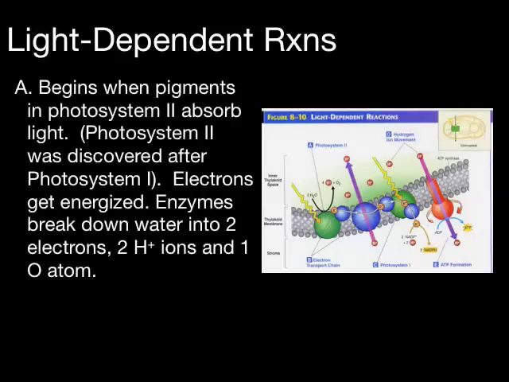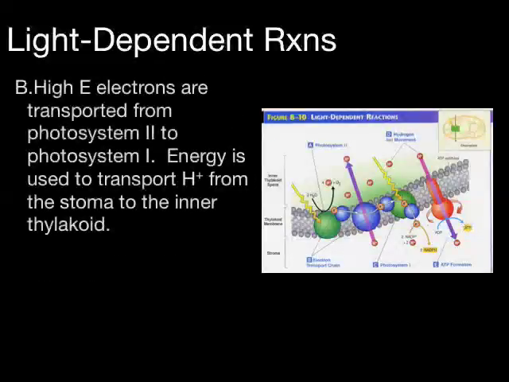Light-dependent reactions begin when the pigments in chloroplasts, namely the chlorophyll, absorb light in what's called photosystem 2. Now, photosystem 2 was discovered after photosystem 1, hence the sort of backwardsness of this whole process. When this occurs, the electrons get energized, and at the same time that light is being absorbed, enzymes break down water into 2 electrons, 2 hydrogen ions, and 1 oxygen atom. The oxygen is eventually going to be released into the atmosphere during this process.